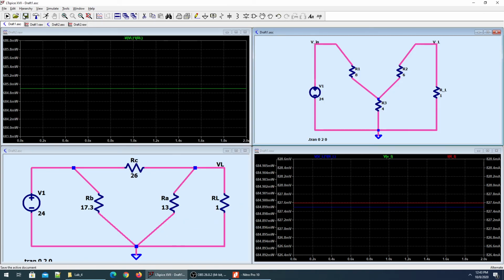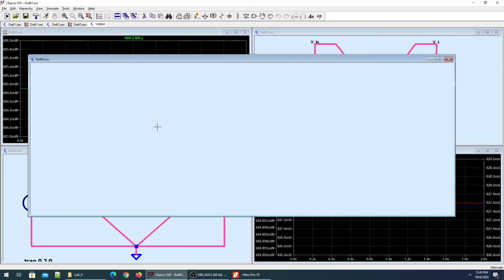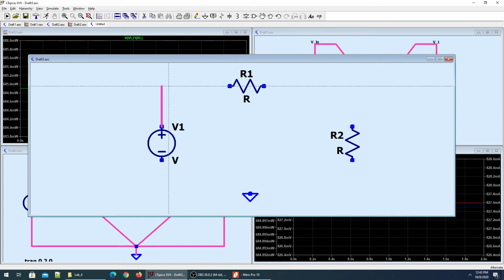Let me bring in a new circuit. I'll bring a voltage source, which is a Thevenin voltage source. I'll bring the resistance, which will be the Thevenin resistance, and the load resistance. And I'll bring the ground here. Start wiring the circuit.